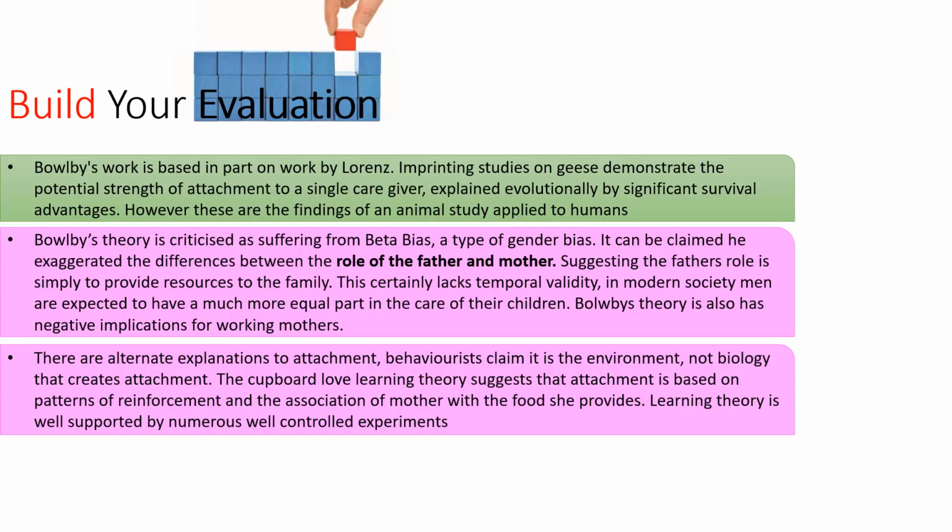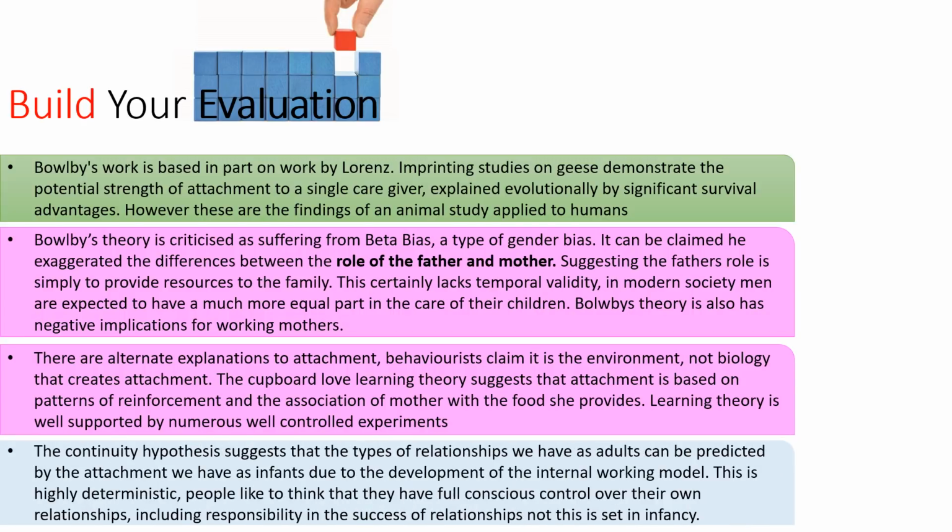Another interesting talking point is the concept of the continuity hypothesis, which we'll come back to in a later video. This is based on Bowlby's concept of the internal working model, and it suggests that the types of relationships we have later on are due to the development of this internal working model when we're infants. Now, a concern with this is that it's very highly deterministic. Adults like to think they have full conscious control in who they get into a relationship with and what happens in those relationships. And that includes taking responsibility for when it goes right, but also when it goes wrong. Not that the success of their relationships is set in some way in their own infancy.